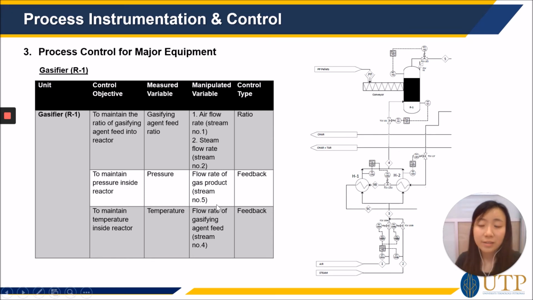Under the gasifier, there are 3 control objectives. First is to maintain the ratio of gasifying agent feed into the reactor by manipulating the air flow rate and also the steam flow rate by the ratio control type. Next, we can maintain the pressure inside the reactor by manipulating the flow rate of the gas products here. And lastly, to maintain the temperature inside the reactor, we can adjust the flow rate of the gasifying agent feed here.